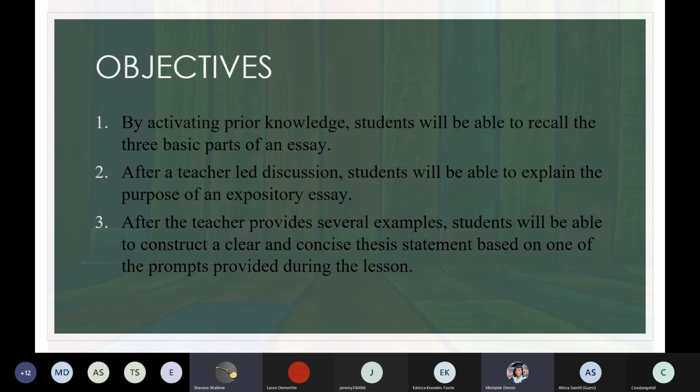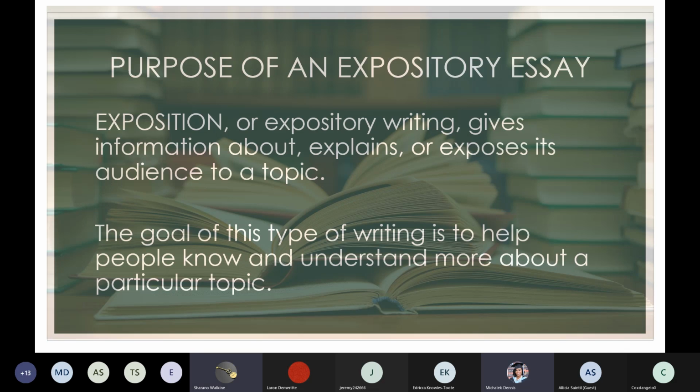Okay, so today, students, remember we went over the 3 basic parts of an essay. We did that again. Explain the purpose of an expository essay. We did that last week. Now, this week, we're looking at students will be able to construct a clear, concise thesis statement based on one of the prompts provided during the lesson. So today, we're going to go through a few examples of thesis statements, and we're going to explain more about our thesis statement, okay?